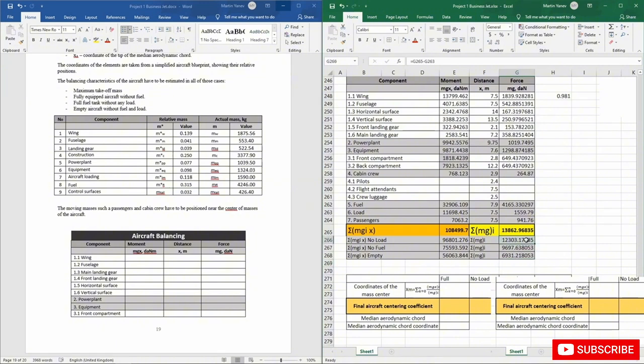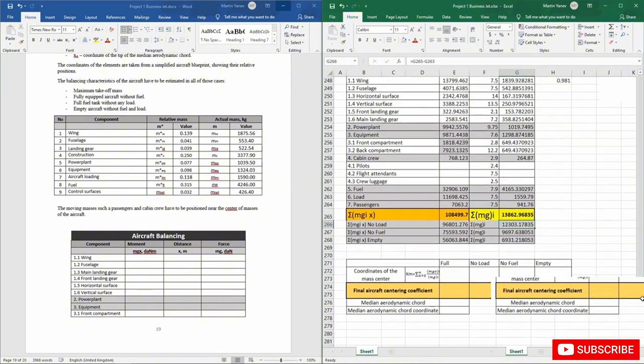So that was it for today, guys, and you can see that for the next lecture we have this small table where finally we're going to find the center of gravity of the aircraft, which means that our aircraft will be completed and ready to pass for manufacturing.